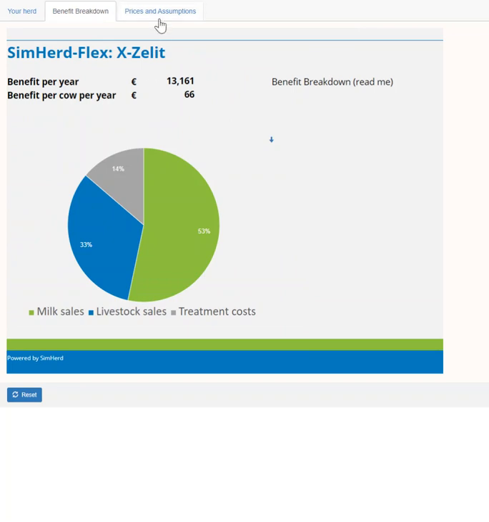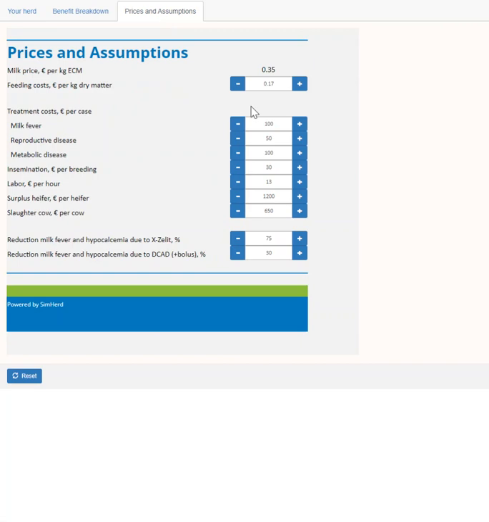So this is a way that you can play with your own prices. What does a heifer cost on my farm? What are the feeding costs? And the results will change immediately. In the bottom, you can also adjust your assumptions for how much X-Zelit is reducing milk fever and how much the DCAT diet is reducing milk fever and hypocalcemia.